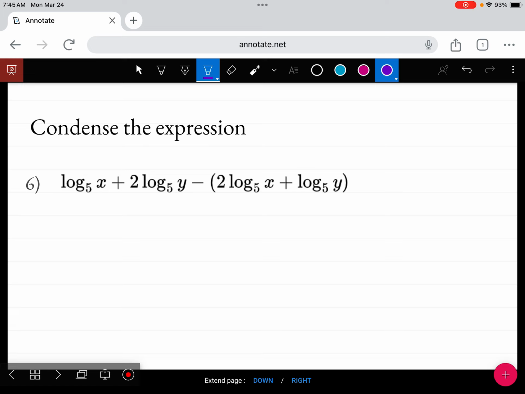All right, so our number 6 here, we're going to follow the same steps. Coefficients become powers, then addition becomes multiplication, then subtraction becomes division. So our first thing is our coefficients become powers. So what pieces are we going to move first? The 2. I've got a 2 here, and I've got a 2 here. Both of those are coefficients. They're going to go up and become powers.